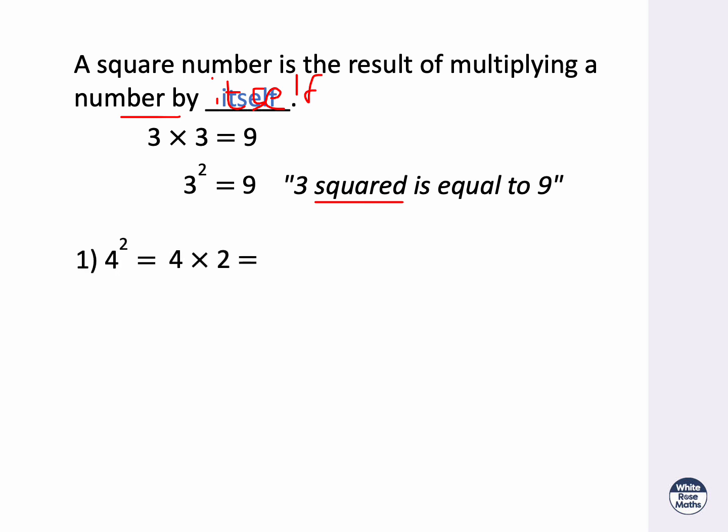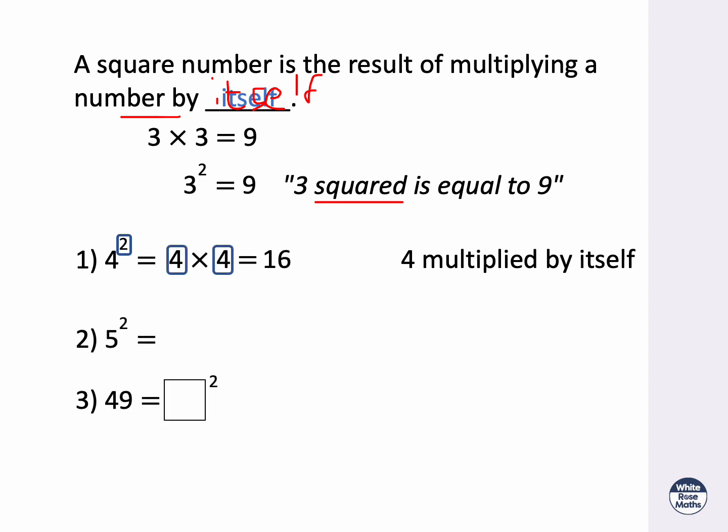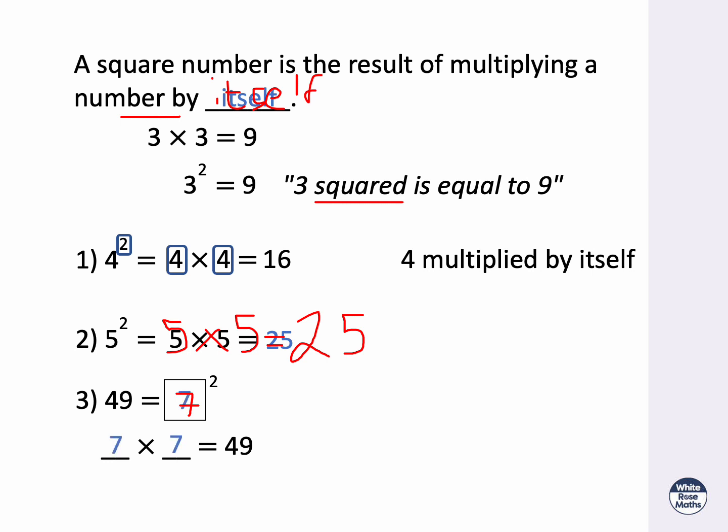Okay, here we go. So 4 squared. This one here is actually a mistake, because 4 squared means 4 times 4, which is 16. This one is going to be 5 times 5, which equals 25. Again, it's knowing your times tables, guys. Practice those times tables every day. And 49 is equal to 7 squared, because 7 times 7 is 49.